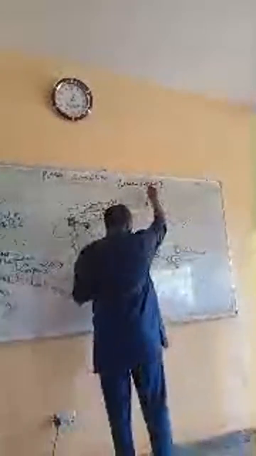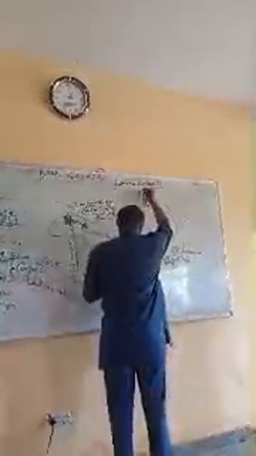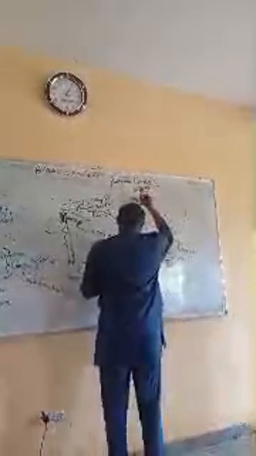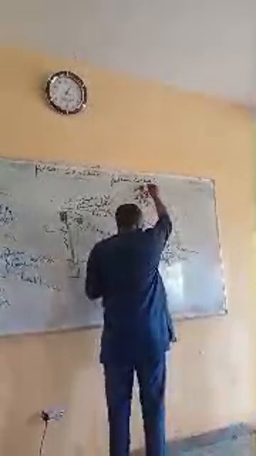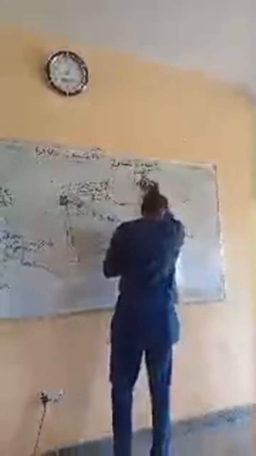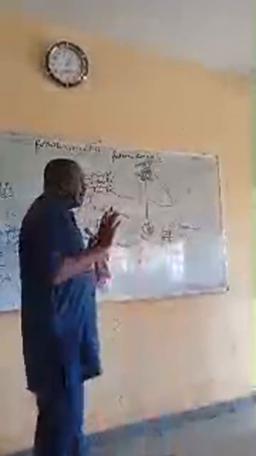So from here, information will go back to where? This is the premotor area. This is the supplementary motor area. This is the primary motor area. So the information started from the premotor and the supplementary area. But this time around, it goes straight to the primary motor area. And then from the primary motor area, it can now go to the premotor area and the supplementary motor area.